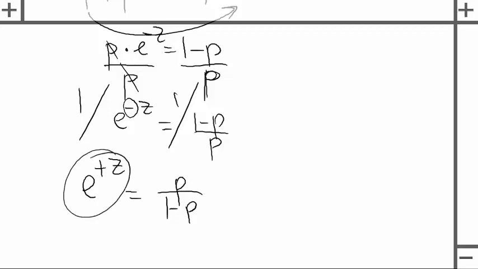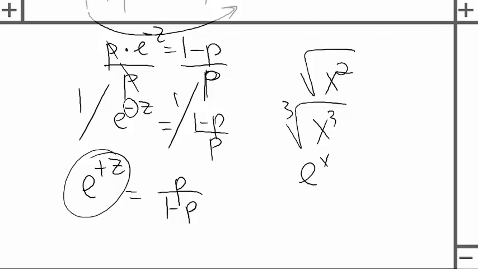What's the function that reverses e? Natural log, right? Let me ask you this question. X squared, how do I reverse x squared? Square root, right? X cubed, well, it's a cubic root. So if I have e to the power x, in order to get back x, I have to take natural log. Same thing here.